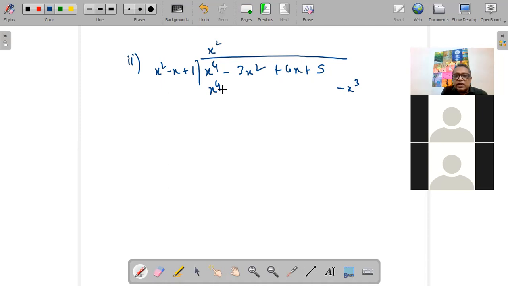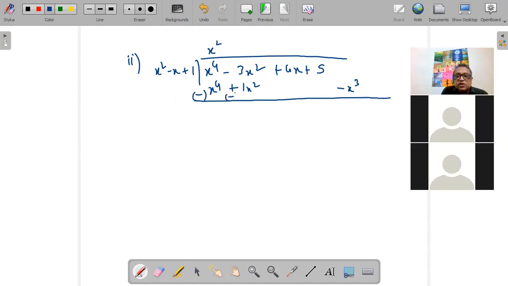Then 1 into x square is 1x square. That we can write here. Did you understand this? X square into x square is x to the power 4. Minus x into x square is minus x cube. That I will write separately here. 1 into x square is 1x square.